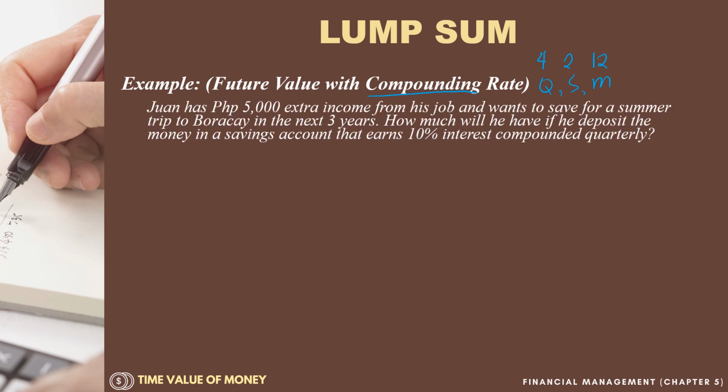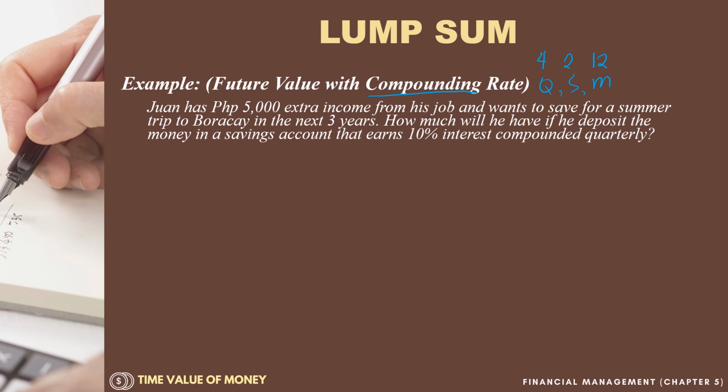Now, our problem here is Juan has 5,000 extra income from his job and wants to save for a summer trip to Boracay in the next 3 years. Now, how much will he have if he deposits the money in a savings account that earns 10% interest compounded quarterly? Now, this is just the same as our previous example with the future value.